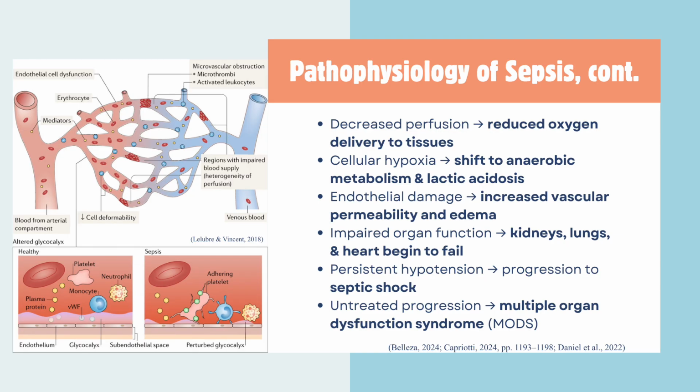Endothelial damage also occurs, increasing vascular permeability and causing fluid to leak into tissues, which contributes to edema and further reduces effective circulation. As these processes continue, major organs such as the kidneys, lungs, and heart begin to lose function. If hypotension persists despite treatment, the patient progresses into septic shock. Without rapid intervention, this can ultimately lead to multiple organ dysfunction syndrome, where multiple organ systems begin to fail simultaneously.